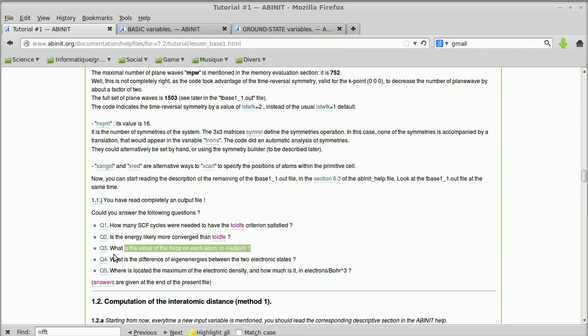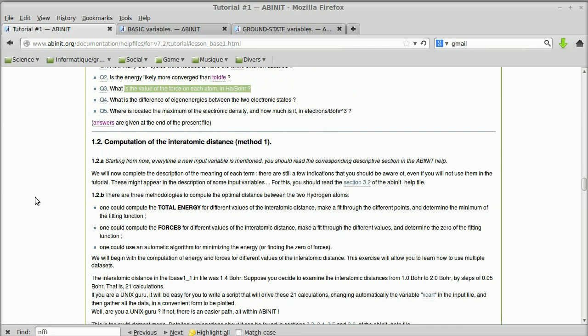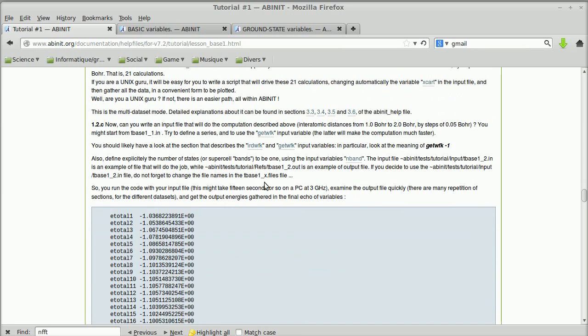I think you can answer the last 2 questions yourself. You can always look at the answer at the end of the first tutorial, so it's easy. Then what we ask for in this 1.2 part of the tutorial is to compute the interatomic distance, so the optimum distance. As I told you, you can launch the calculation just changing slightly the position of the 2 atoms.